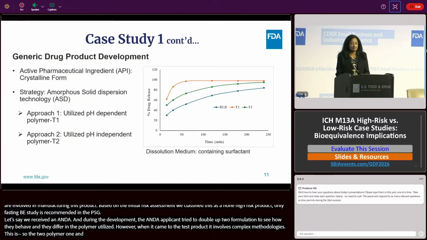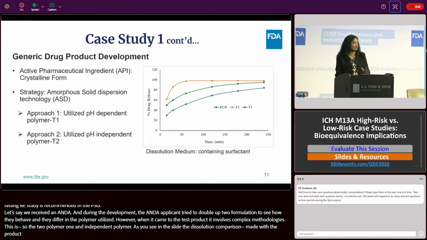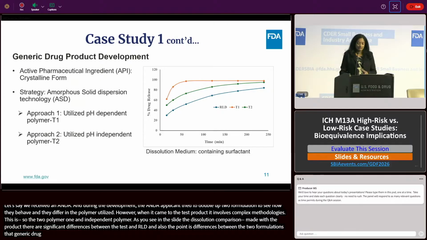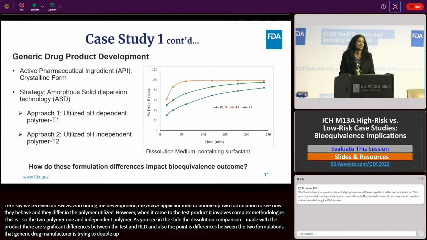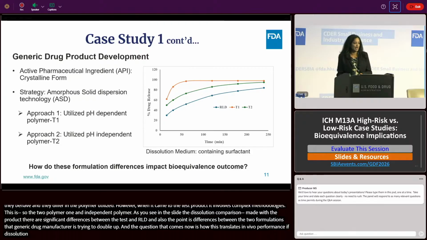As you can see in this slide, the dissolution profile is the first comparison to be made. When compared with the RLD product, there are significant differences in the dissolution profile between the test and RLD. And also the point is there are differences between the two formulations that the generic drug manufacturer is trying to develop. And the question that comes now is how this translates to in vivo performance. How these dissolution differences, if ever, can have a significant impact in vivo.